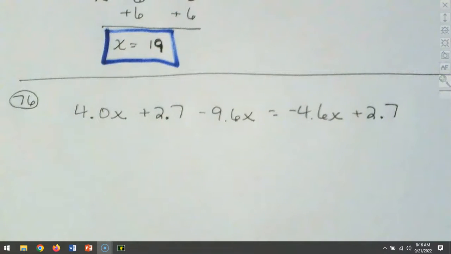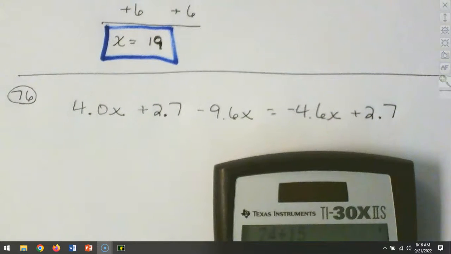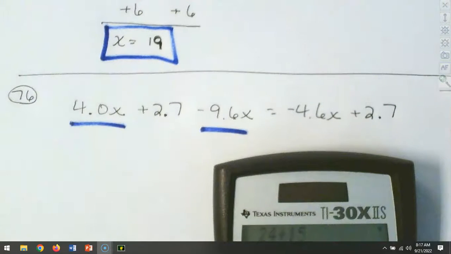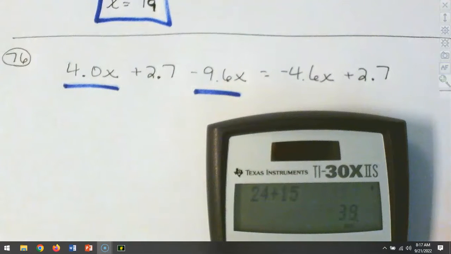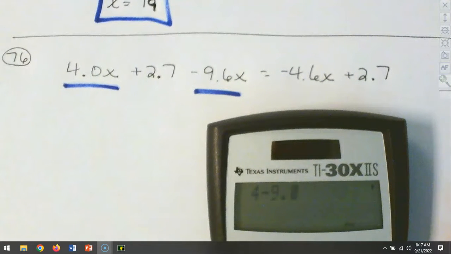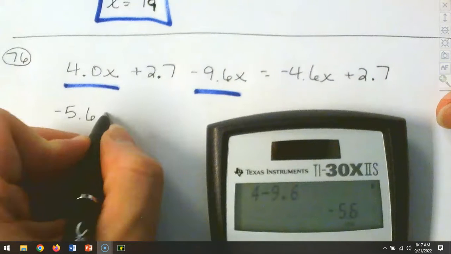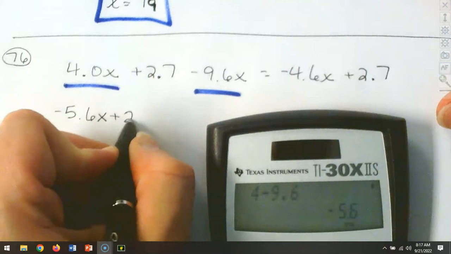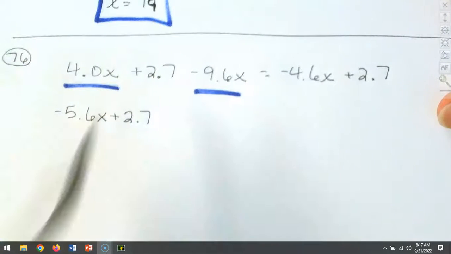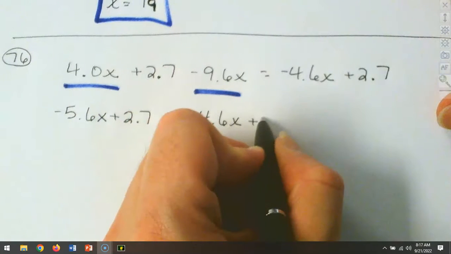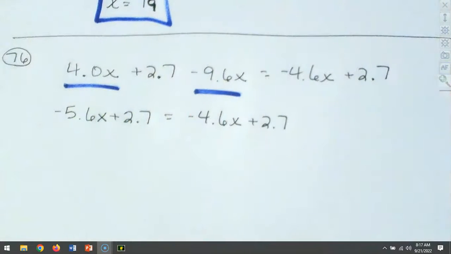Now, it's going to work exactly the same as the others we've done. If we have decimals and you want to, just use a calculator. If you struggle with things, just use a calculator. So let's see what we've got. Let's do the x's first. We have a 4 and a minus 9.6, so we'll do that. We've got 4 minus that 9.6, and that comes out to be a minus 5.6x, and then we've still got the plus 2.7. And then the right-hand side, nothing goes together. So it's still a minus 4.6x plus 2.7 there.